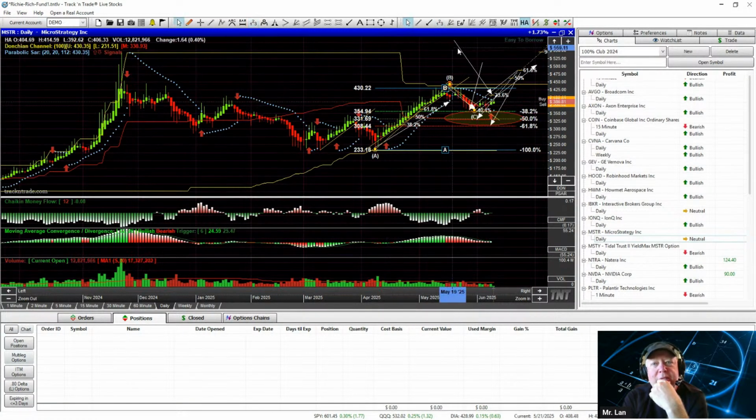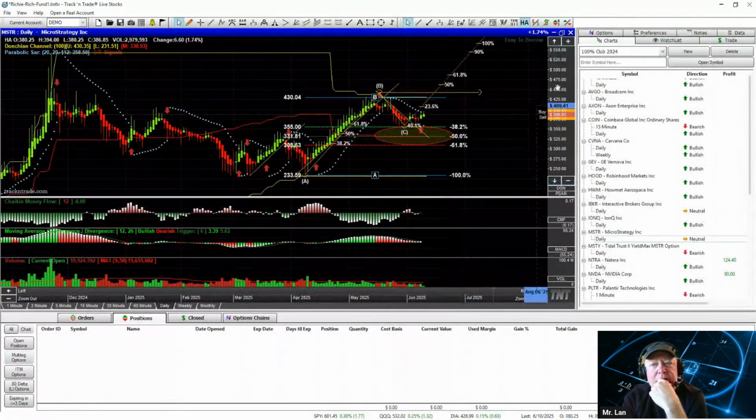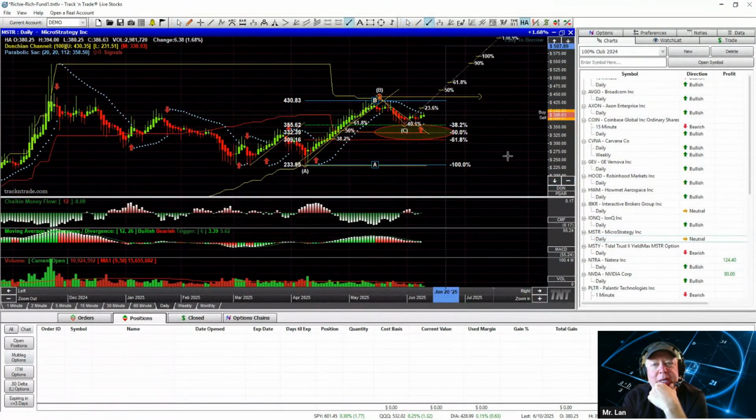Let's get rid of some of these white lines. Man, Lan, you draw arrows everywhere. And where do you make money? You just buy right there. You get rich, rich, rich beyond your wildest dreams as it goes up to the next level.